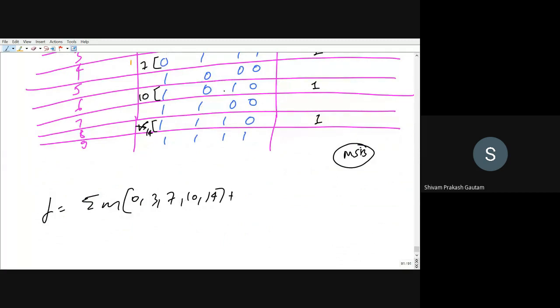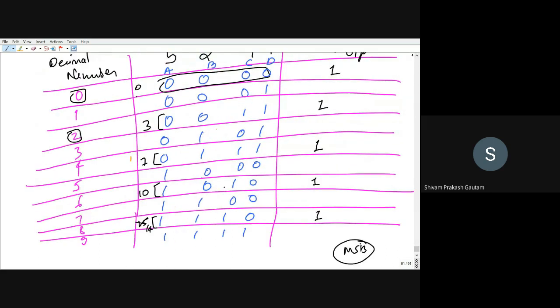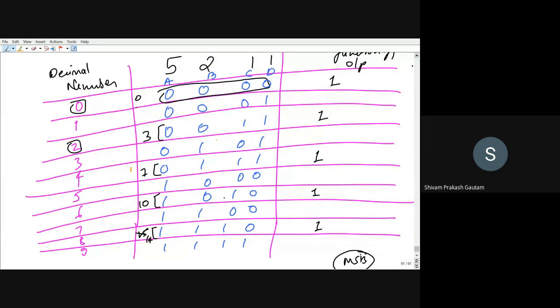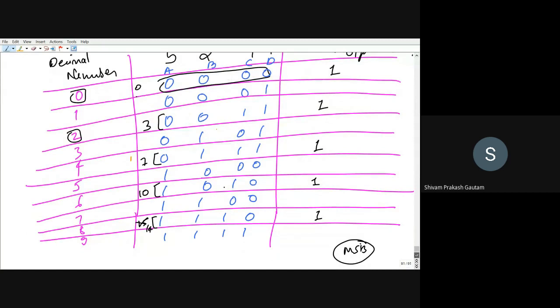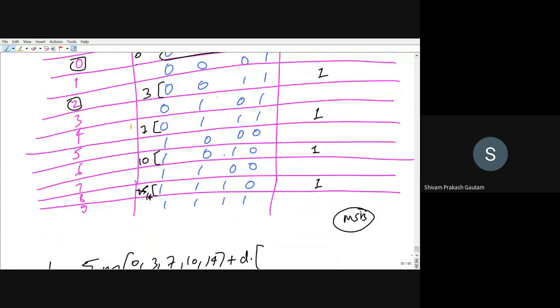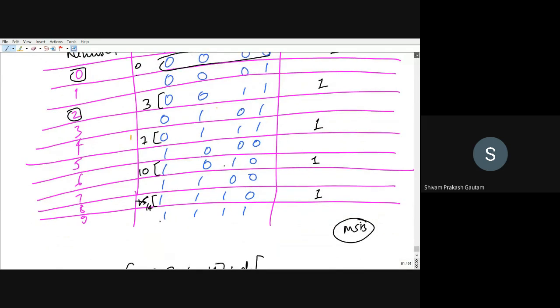Now, apart from this, there will be don't cares as well, because you can see there are 4 places that we have used. That is A, B, C, D are 4 bits or 4 places, and so the maximum number it can represent is 1, 1, 1, 1, and the minimum can be 0, 0, 0, 0. Now, just see what are the missing places.